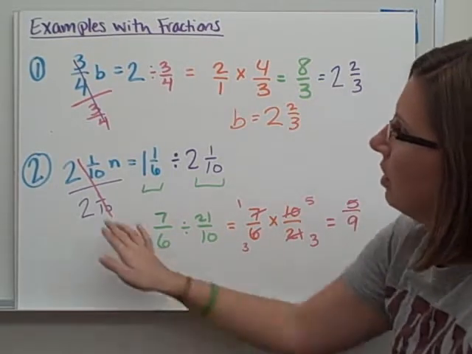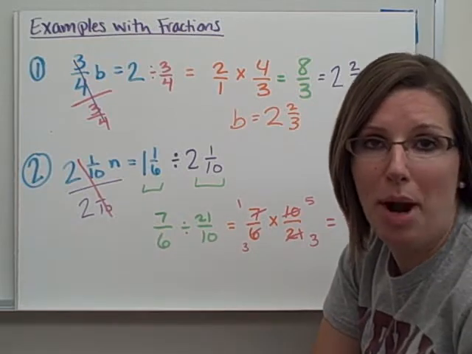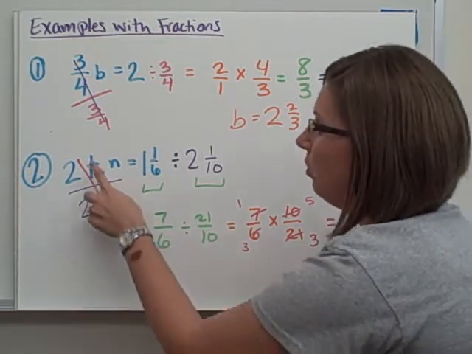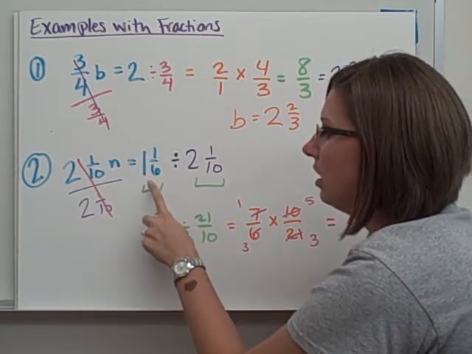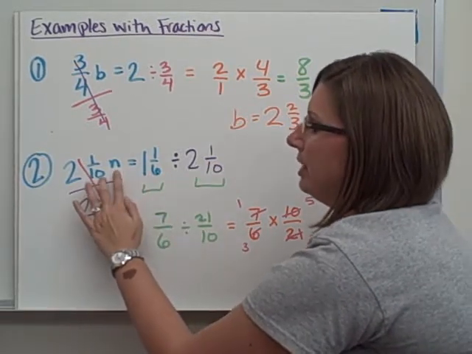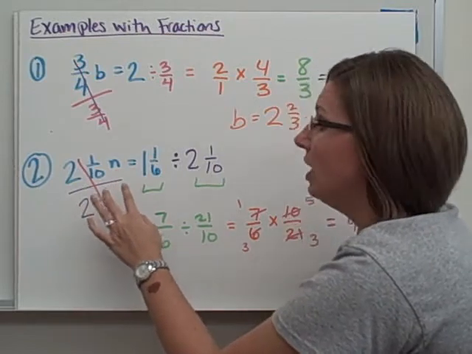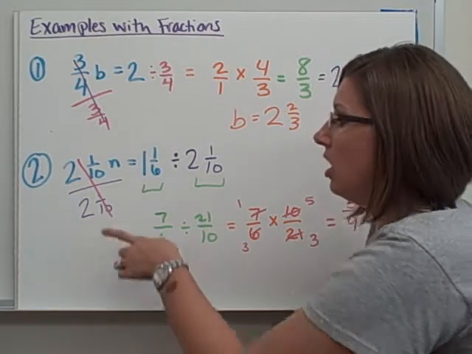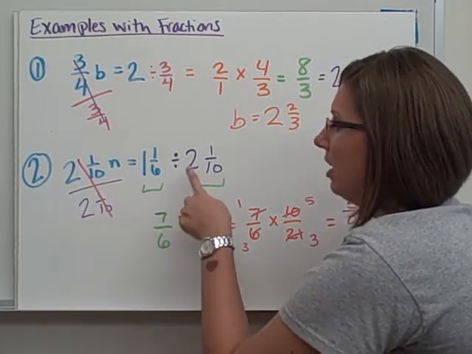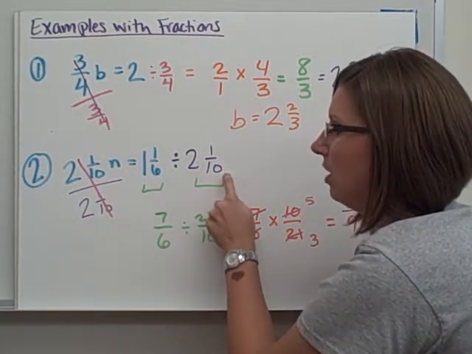Number 2. If you look in blue, that's my original problem. 2 1/10 n equals 1 1/6. Again, I have to look at what's happening to n. I'm multiplying 2 1/10 by n. I have to undo multiplication with division. So I divide by 2 1/10.